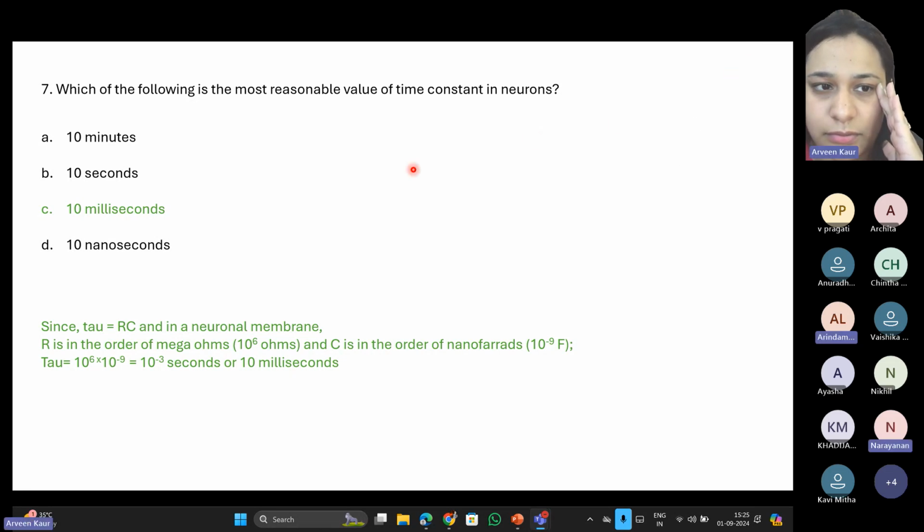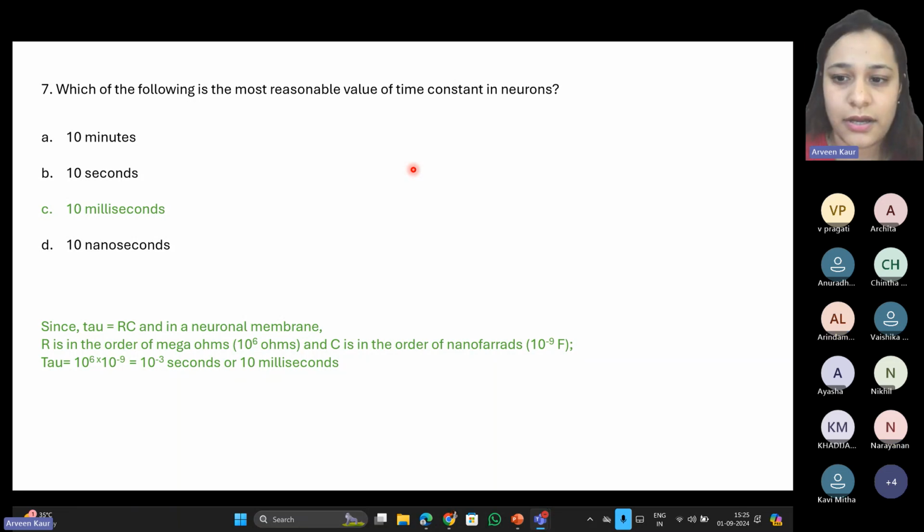I am just going to repeat this particular question. What I was saying was that time constant is tau, and tau equals resistance times capacitance. Resistance in a neuron will be in the order of mega ohms, that is 10 raised to power 6 ohms, while capacitance will be in the order of nanofarads, that is 10 raised to power minus 9 farads. So the resultant tau value will be in the order of 10 raised to power minus 3 seconds, or almost 10 milliseconds. That is why this is the answer for this question.